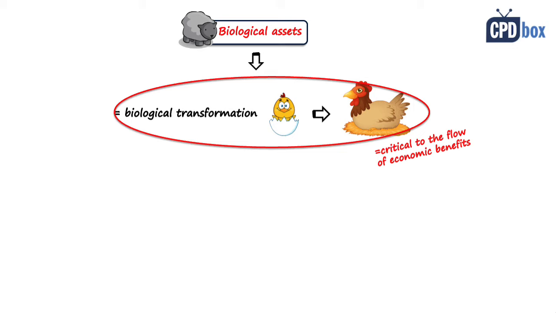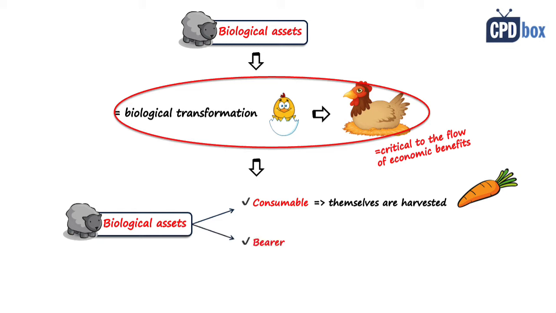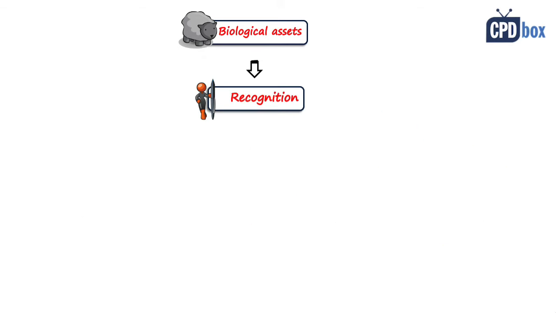And based on what role a biological asset plays in the agricultural system, they are categorized into two categories: consumable, and these assets, either plants or animals, are themselves harvested, for example, carrots or chicken. Another category is bearer, and these assets bear produce for harvest, for example, a coconut palm tree. And before we explain how to account for both types, let's see when to recognize biological assets in the financial statements. And there are 3 recognition criteria, very similar as with any other assets.